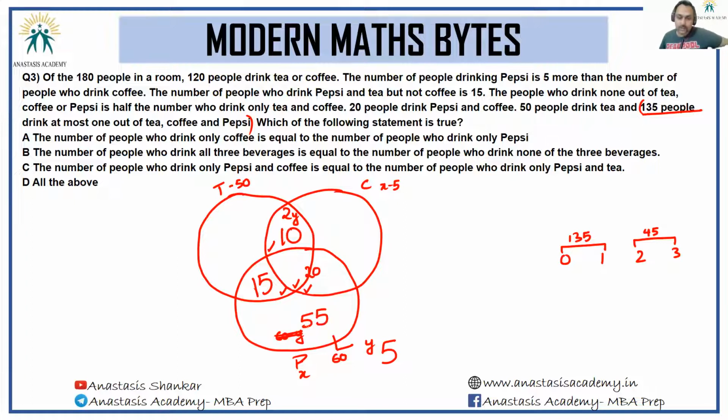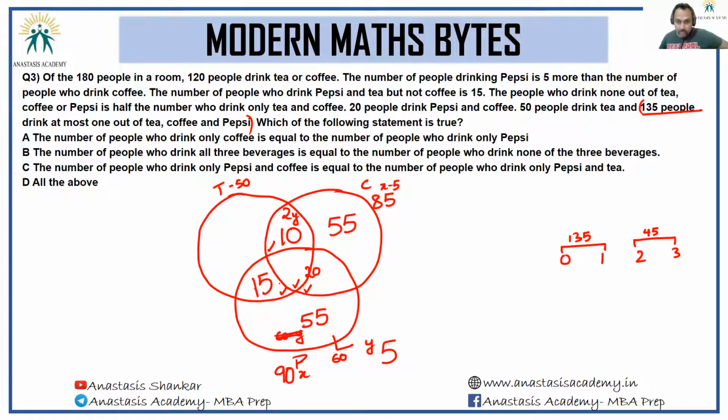If only Pepsi is equal to 55, can you see the total of Pepsi? 55 plus 15 is 70. 70 plus 20 is 90. So people who drink Pepsi is 90. So people who drink coffee will be 85. If people who drink coffee is 85, 10 people are mentioned here, 20 people are mentioned here, 30 gone. So there are 55 people who drink only coffee.